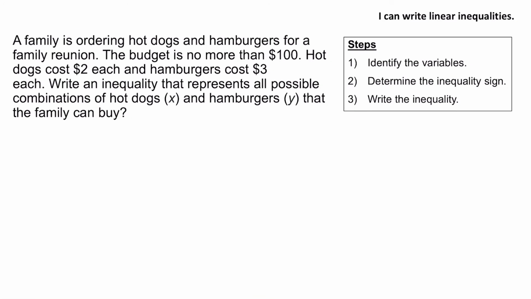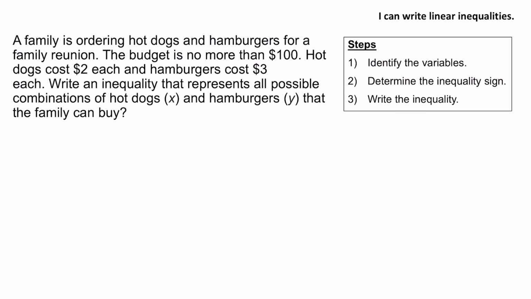A family is ordering hot dogs and hamburgers for a family reunion. The budget is no more than $100. Hot dogs cost $2 each, and hamburgers cost $3 each. Write an inequality that represents all possible combinations of hot dogs and hamburgers that the family can buy.